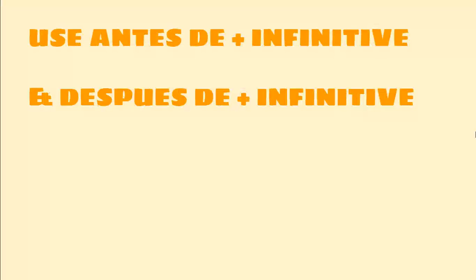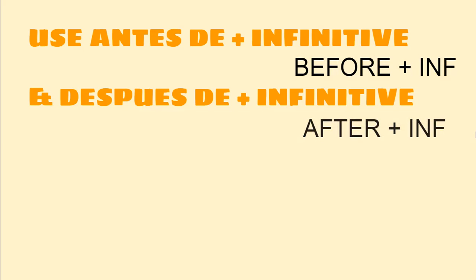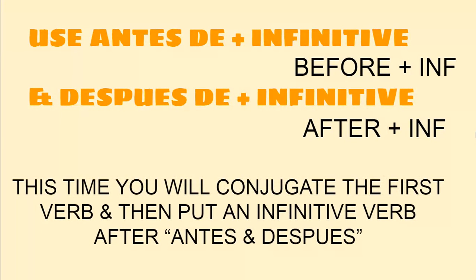Welcome back. We're going to be on the back of the page now, and we're looking at antes de plus infinitive or even después de plus infinitive. So the first one, antes de, means before, and después de means after. So for the first example, this time you're going to conjugate the first verb, and then you're going to put an infinitive verb after antes and después. Okay?